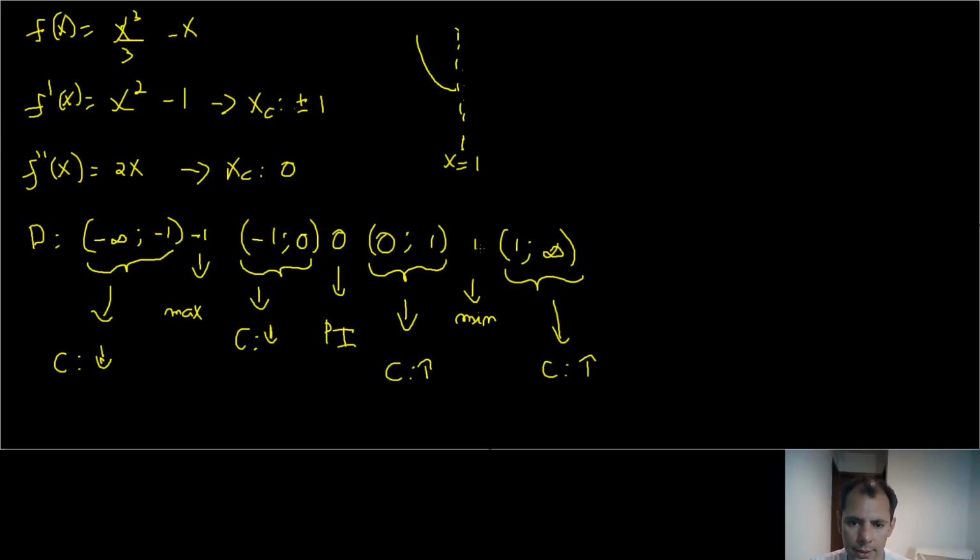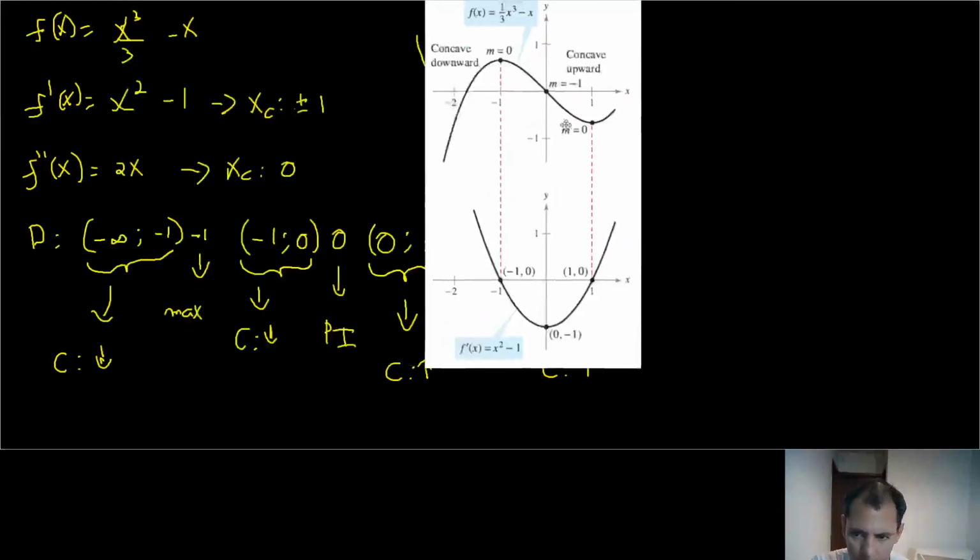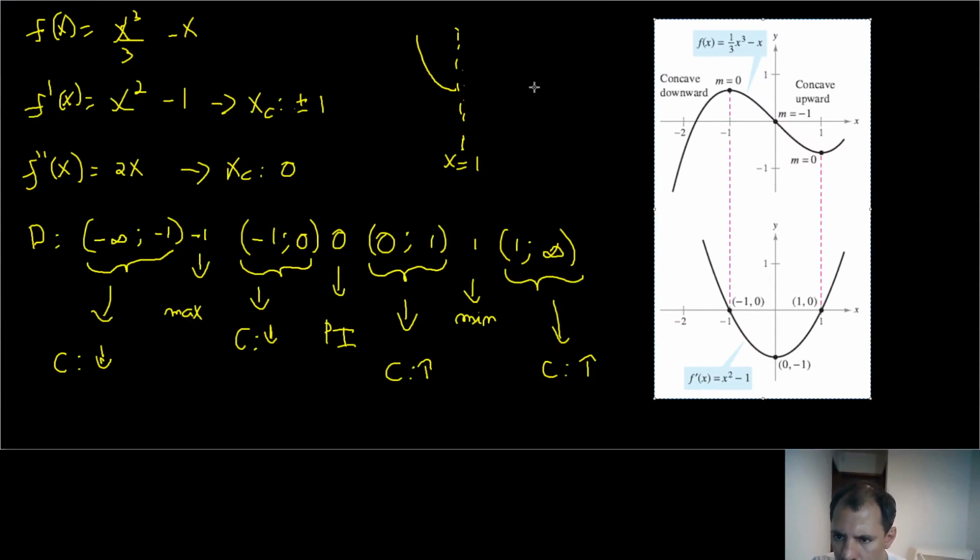So let's get the graph. Now this is the graph from the book. You just have to worry about the top part, because the bottom part is just the graph of the first derivative. Worry about the graph of the function itself. What do we say between negative infinity and minus 1? The concavity is down. Yes, the concavity is down. At x equals minus 1, it's a maximum, and the tangent is 0, so the first derivative is 0.